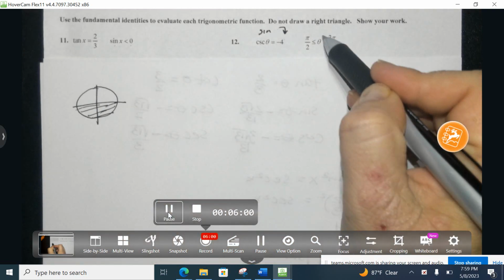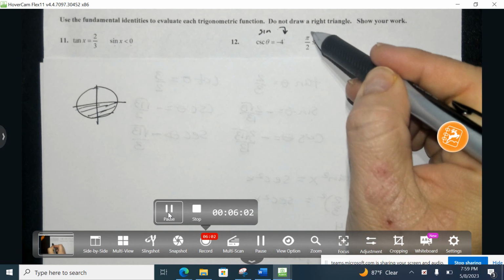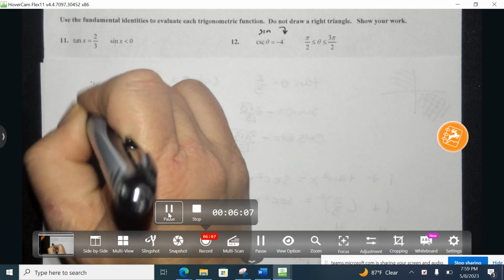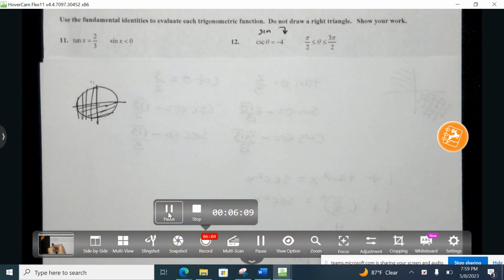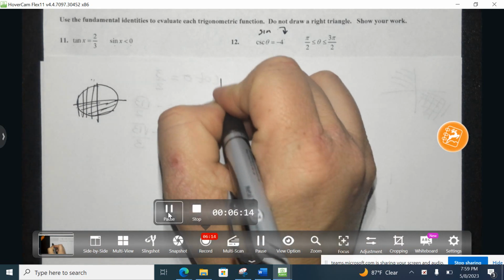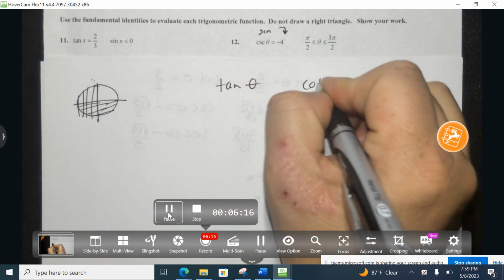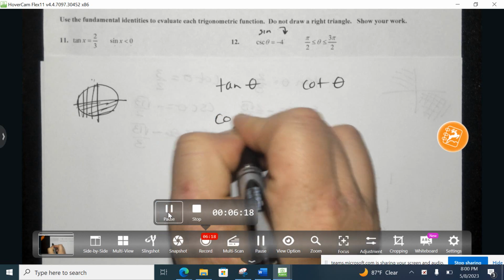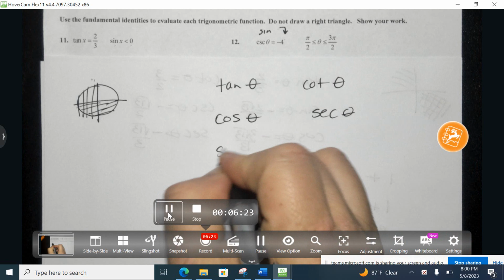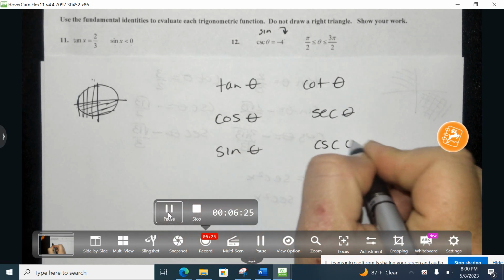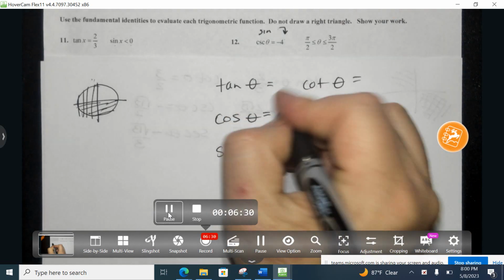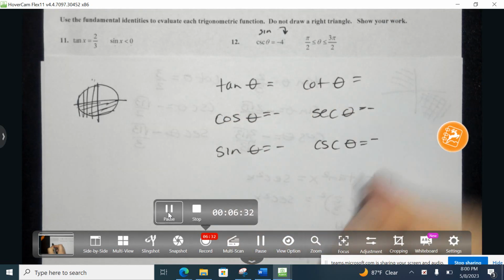Now it says that this angle has to be between, this is equivalent to where 90 degrees is, and 270. So it has to be in one of these two. And again, the only one to receive double shading is quadrant number 3. So I'm going to write tangent and cotangent, cosine, I don't care the order you write these in, and secant and sine and cosecant. So in quadrant number 3, the first two are positive, everything else is negative.